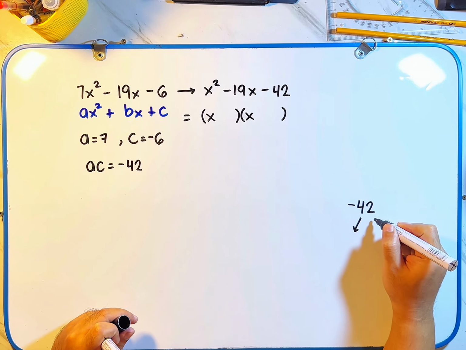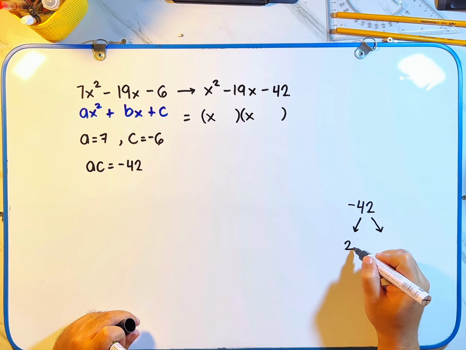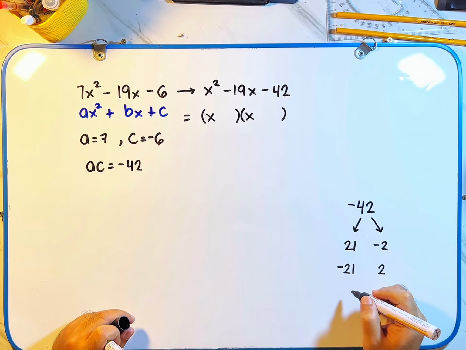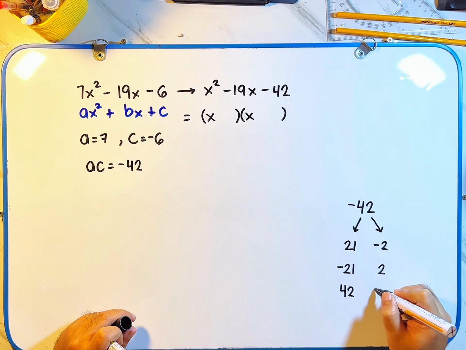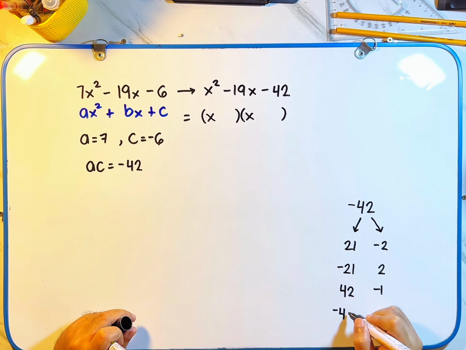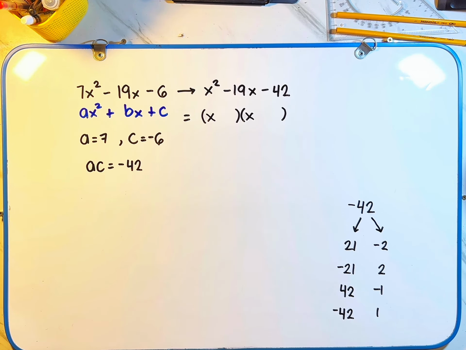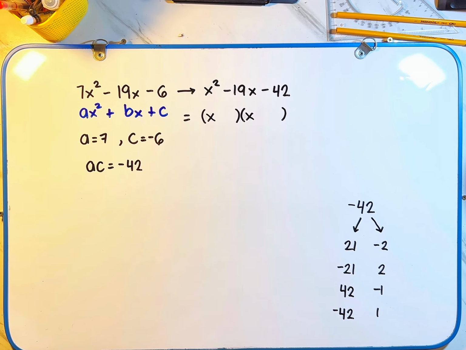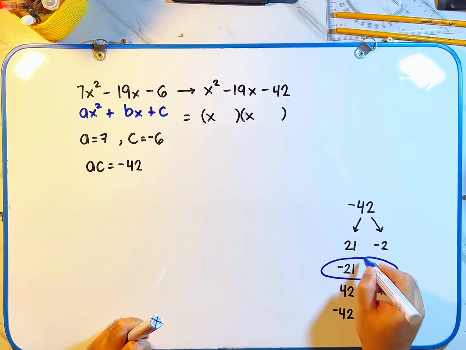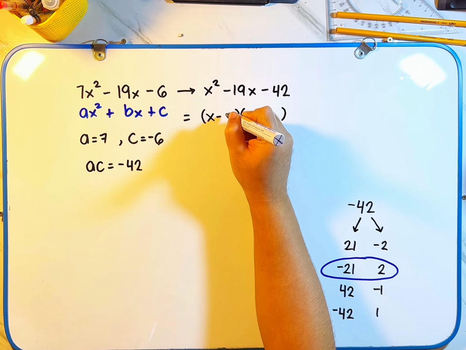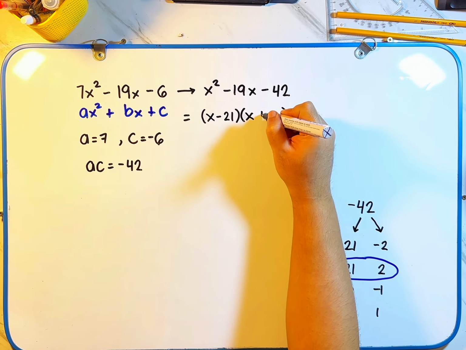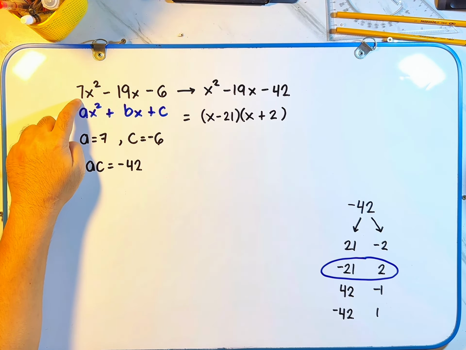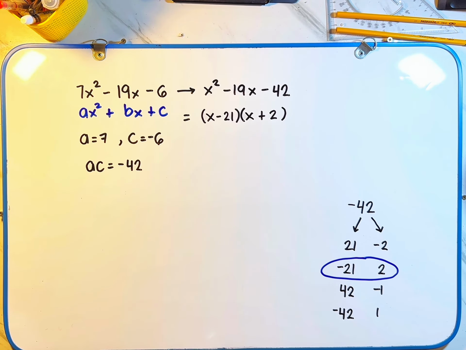Let us write down all of the factors. We have 21 times negative 2, negative 21 times 2, what else? 42 times negative 1, and negative 42 times 1. Among this list of factors, the one that has a sum of negative 19 is negative 21 and 2. Let us write minus 21 and then plus 2. Negative 21 and 2.